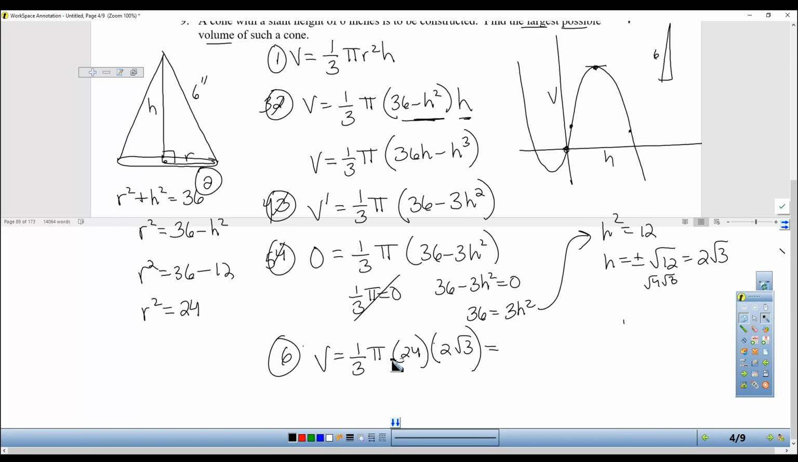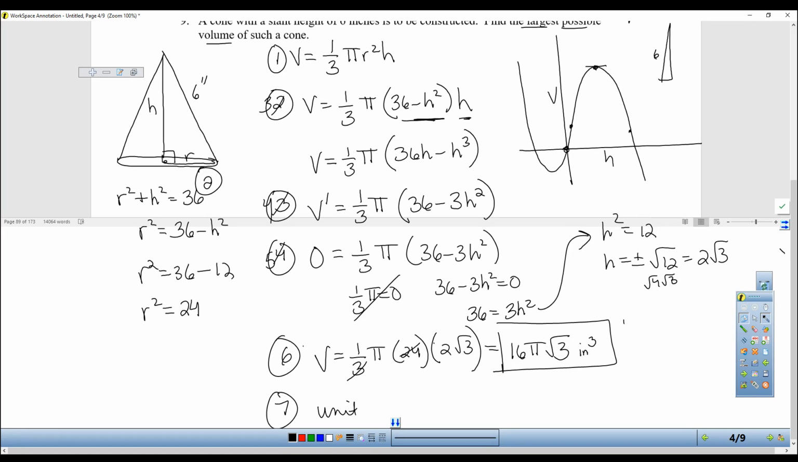I just want to show you there's another way. Hold on, this is 8. 8 times 2 is 16. So 16 pi square roots of 3. And step 7 is the unit. This is in inches, but this is a volume. So this is cubic inches because this was square inches already because I had squared it times another inches is cubic inches.